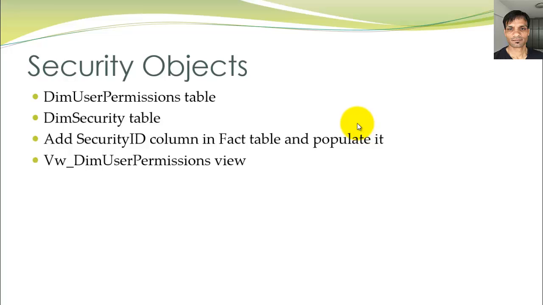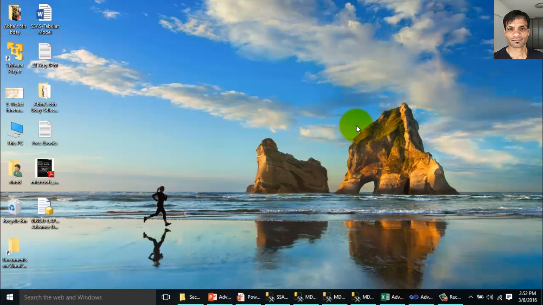To store these information, I will create few more database objects. First, I will create two tables: dim user permission table and dim security table. After that, I will add security ID column in fact sales table. Then I will populate this column using update statement. At last, I will create user permission view using fact sales table, dim country table, dim user permissions table and dim security table. Let me do this.